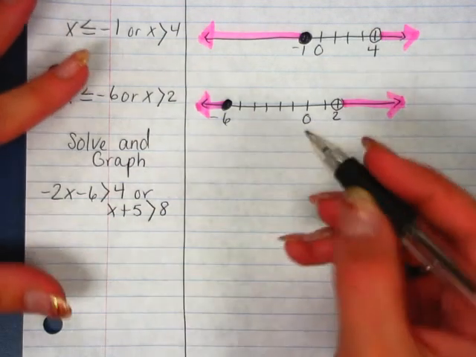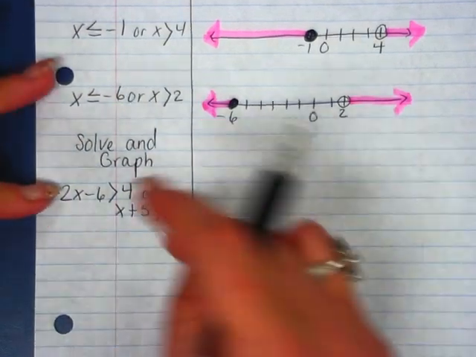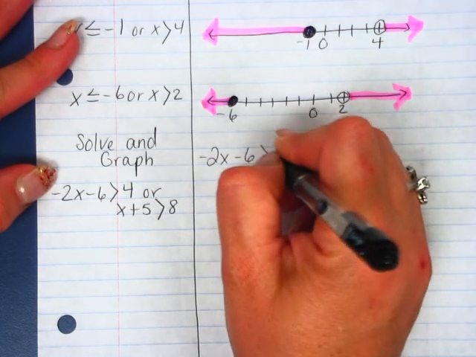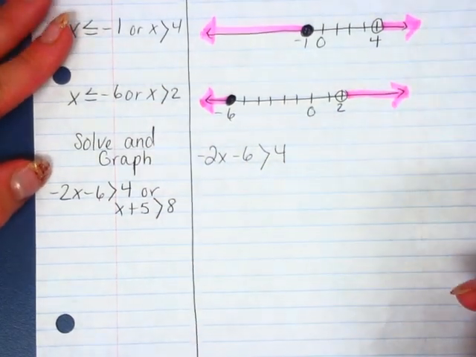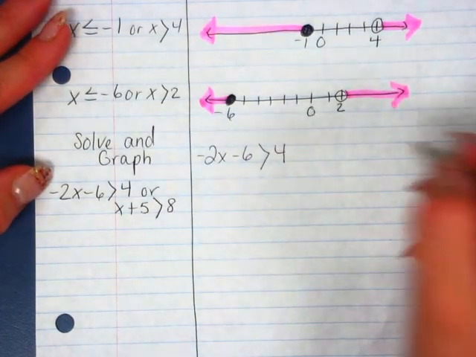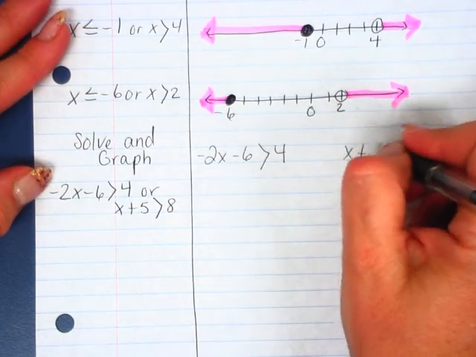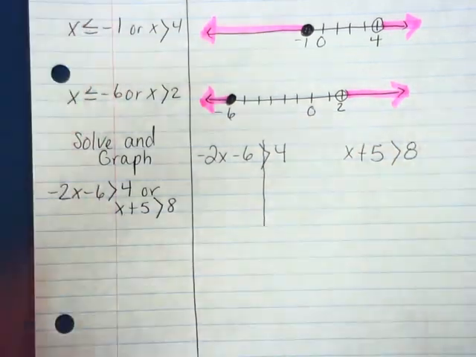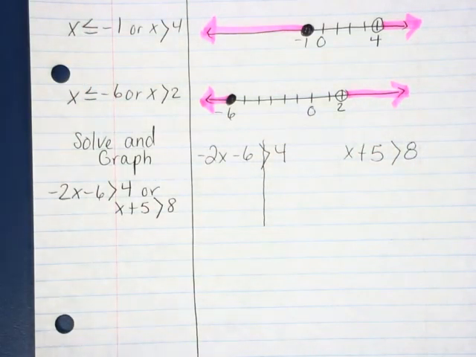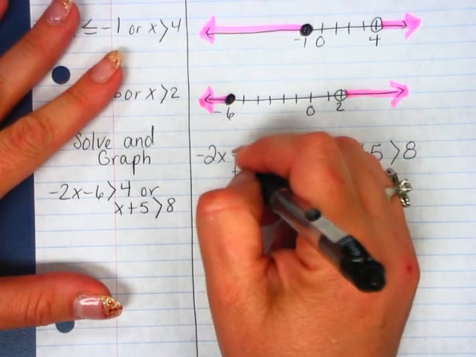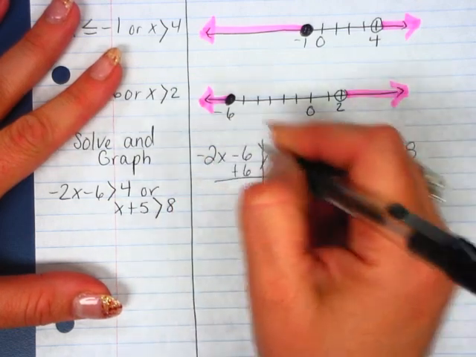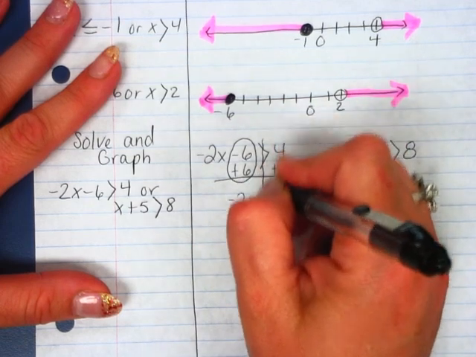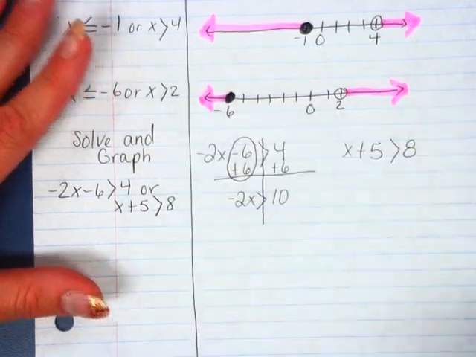All right, so it's the same thing. We're going to solve both pieces, but these are actually set up for us. They're already two different problems. So negative 2x minus 6 is greater than 4, or x plus 5 is greater than 8. So again, we're going to be solving. We want the x by itself. It's a negative 6, so the opposite would be a positive 6. This is a 0, and we're left with negative 2x greater than 10.